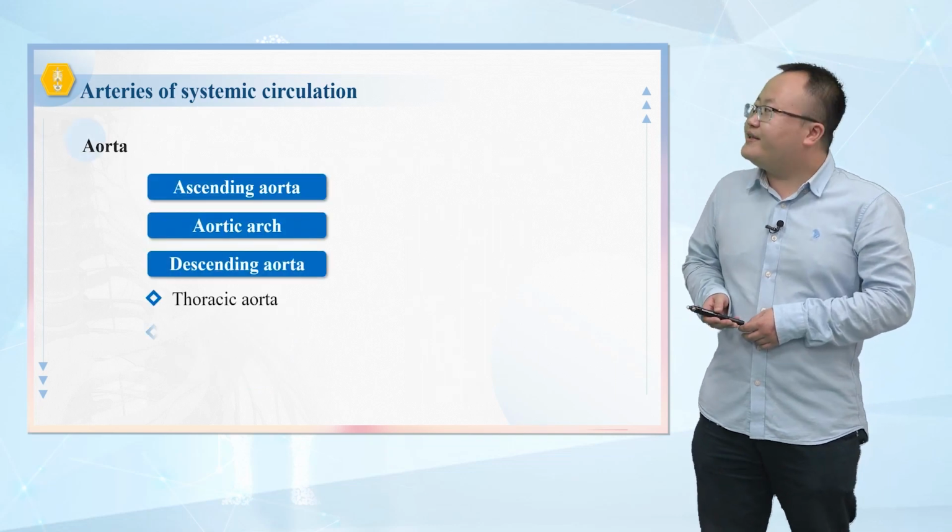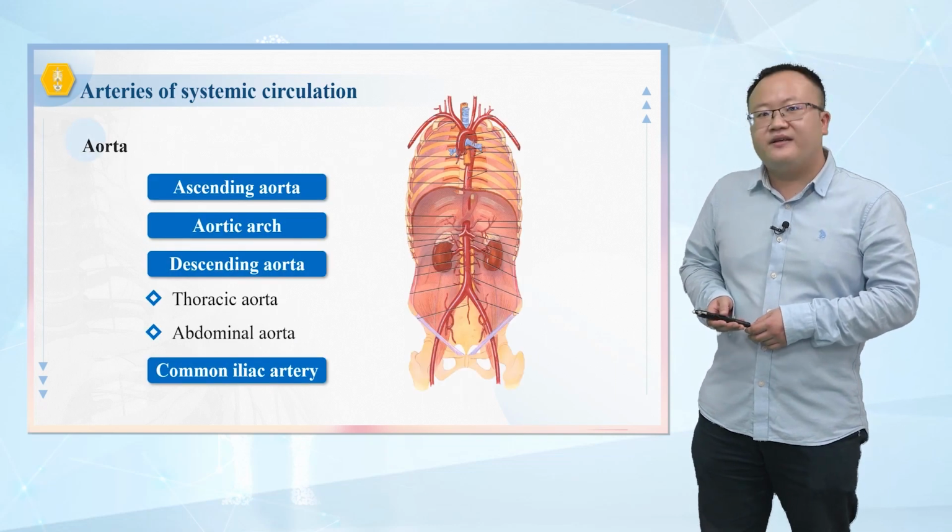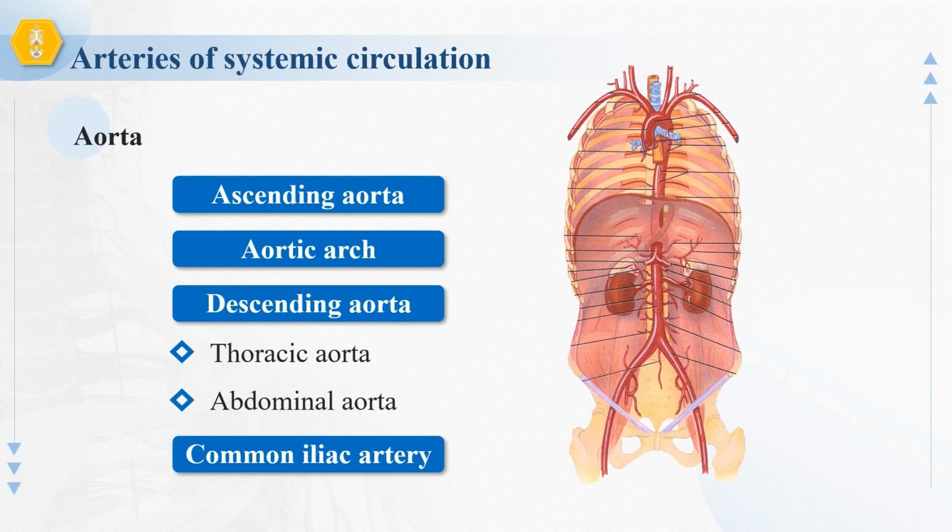Artery of systemic circulation. The main artery is called the aorta. There are several parts and branches: the ascending aorta, aortic arch, descending aorta, and the common iliac artery.